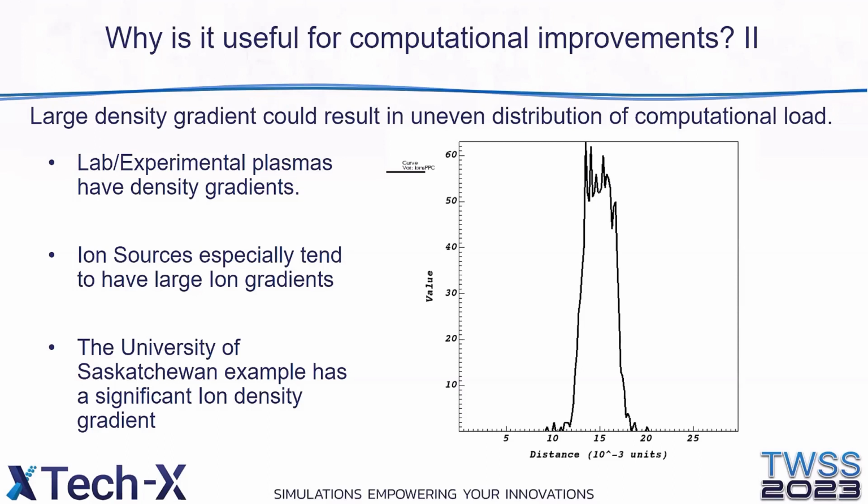And it's important to be able to capture this because lab or experimental plasmas have these density gradients. And ion sources especially tend to have large ion gradients.